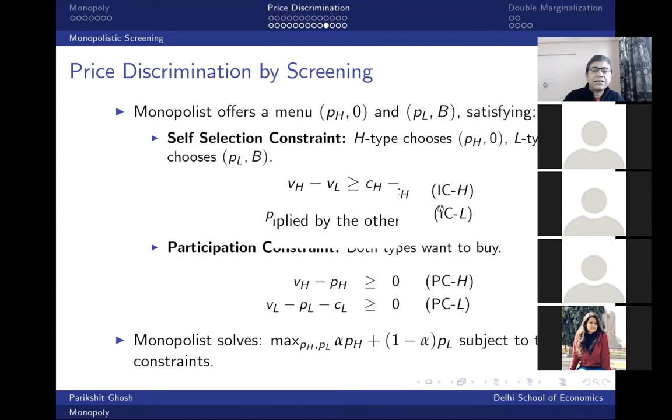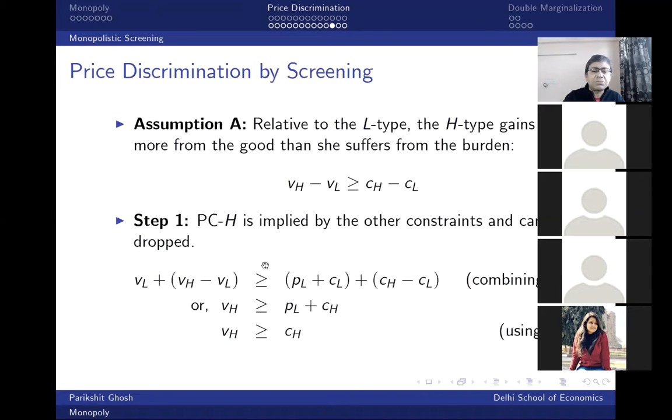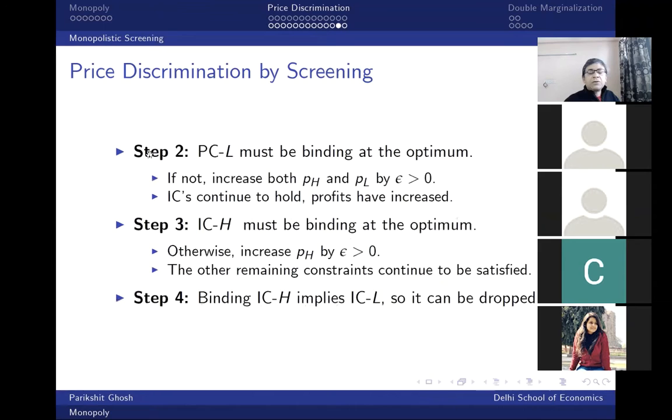So that means that as long as the low type's participation constraint is satisfied, so is the high type's, right? And so we can drop PCH from the analysis. Okay, step two. Participation constraint of the low type must be binding at the optimum. Okay, it must hold with equality. If not, there's a way for the seller to increase his profits.